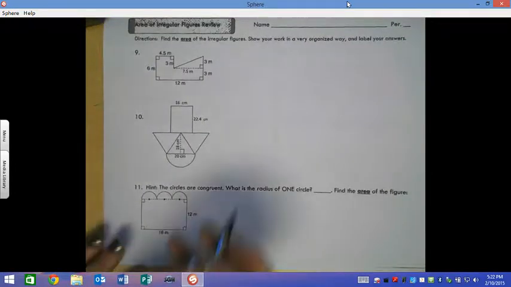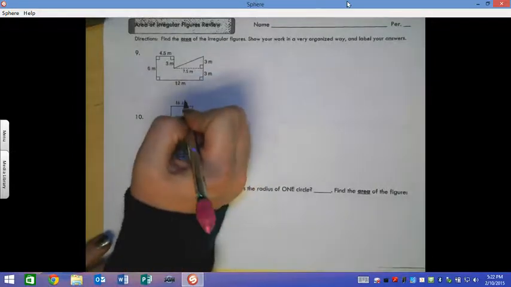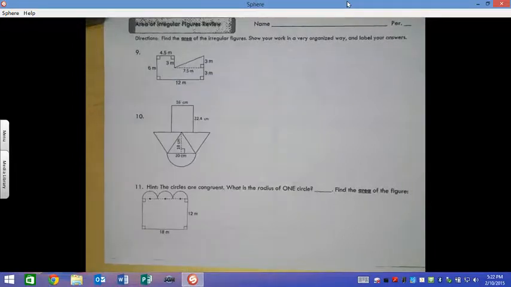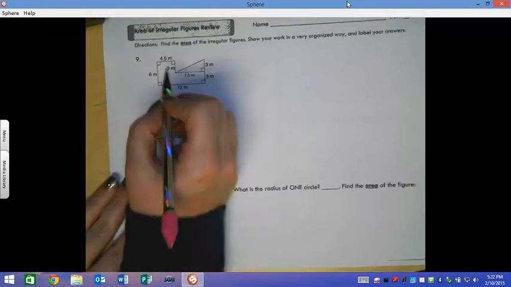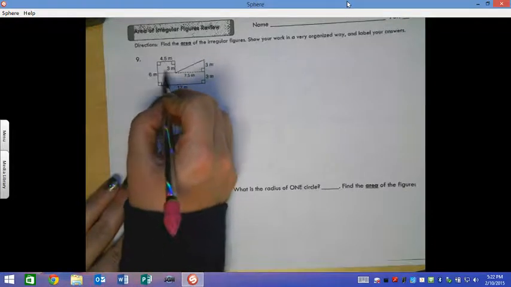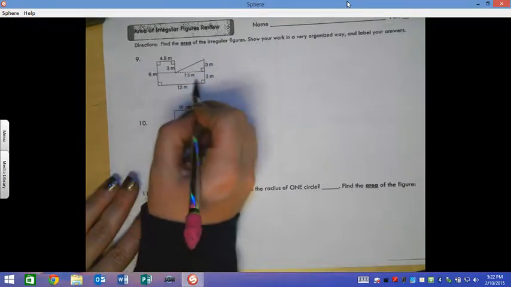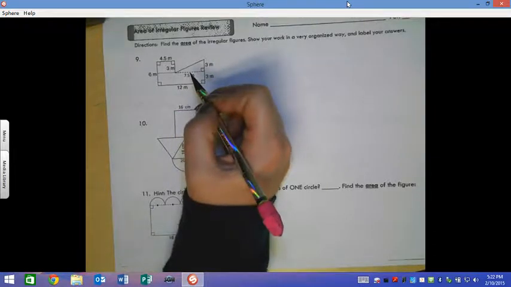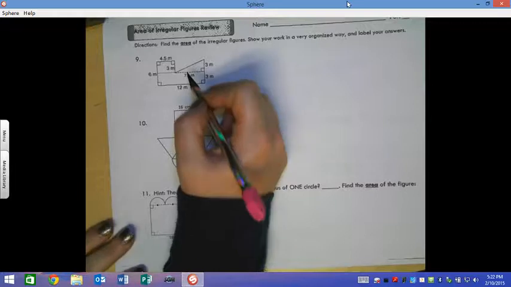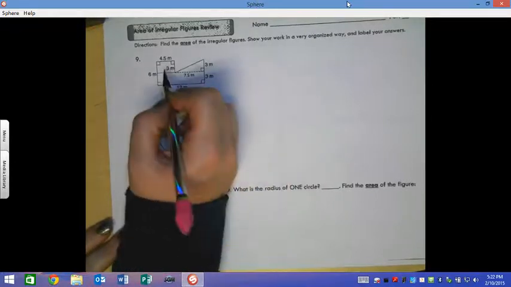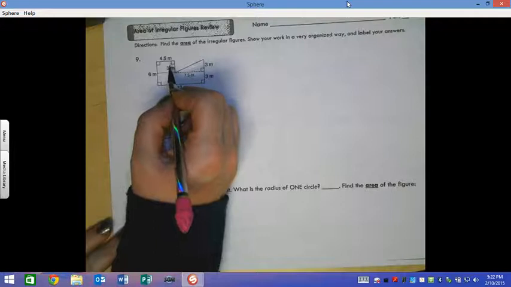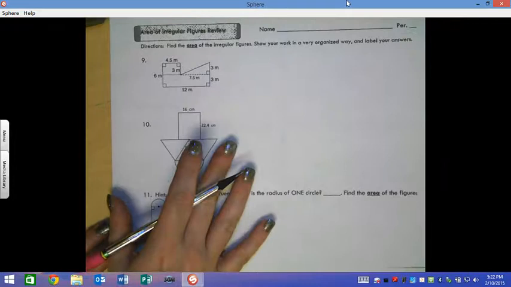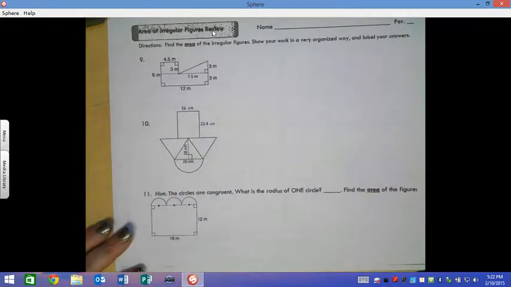Our composite figures are more than one of our usual two-dimensional shapes that are put together. So notice here, we've got one rectangle here, we've got another rectangle here, and then we have a triangle, or we have half of a triangle. So what we're going to have to do, the easiest way for me anyway, is to figure out the area of this one, figure out the area of this one, the area of this one, and then combine it all together.